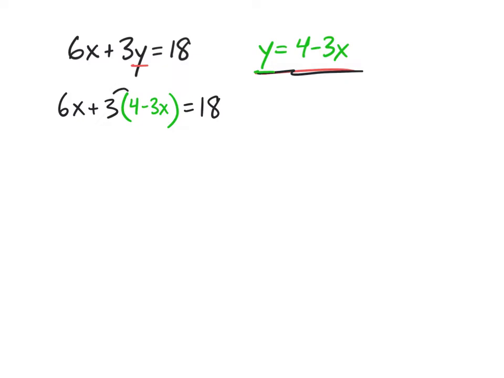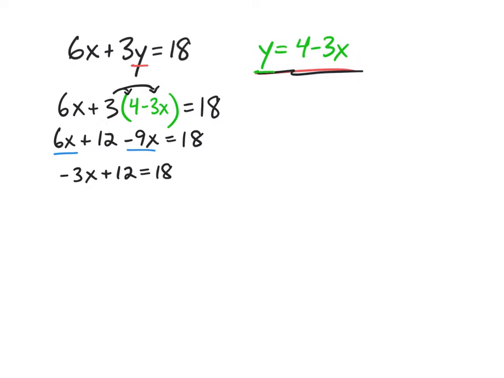All I really need to know now is how to distribute, or multiply. So we've got 6x plus, now that's a 12, now that's a minus 9x, and I continue the problem. We can go ahead and combine like terms here. That's going to give me negative 3x plus 12, and I can get rid of the 12, and I get negative 3x is equal to 6. Then I divide, just using middle school math at this point, and I get x equals negative 2.